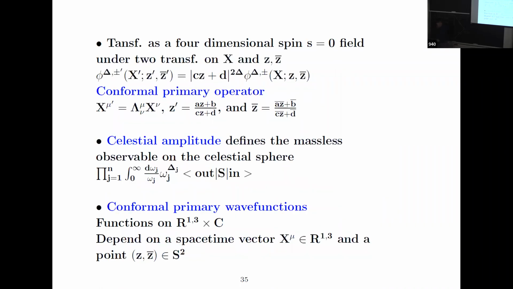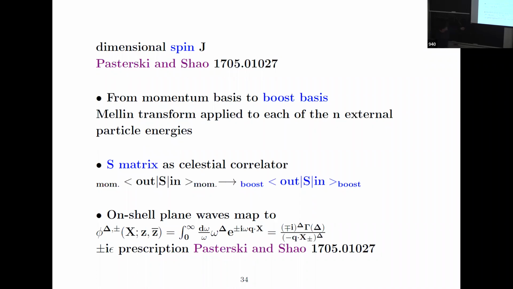So the states are a superposition of states of many energies. It's not that you have one energy; it's an infinite combination, a tower of other states. I will comment on it later, but we can take omega from 0 to infinity. It's just a different basis from the usual momentum basis.